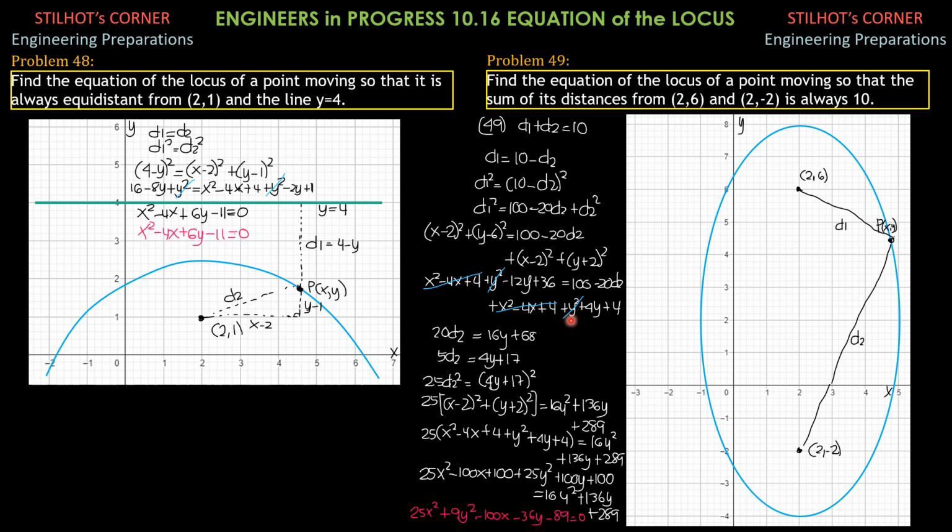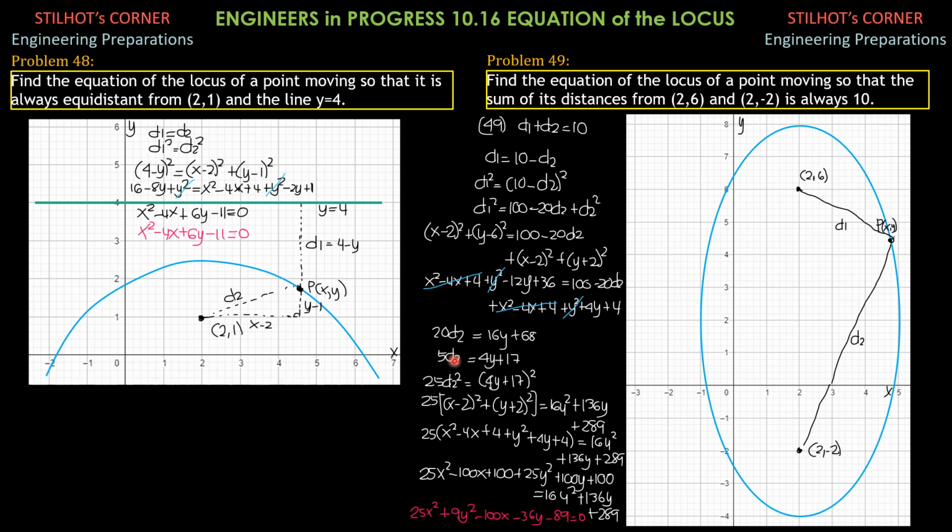So we have to transpose negative 20 d sub 2 to the left, so 20 d sub 2. Then we have 4y plus 12y to the right, so plus 12y, so 16y. For the constant, 100 plus 4, 104, minus 36 is 68. Then divide everything by 4, these coefficients and terms are divisible by 4. So 5d sub 2 equals 4y plus 17.